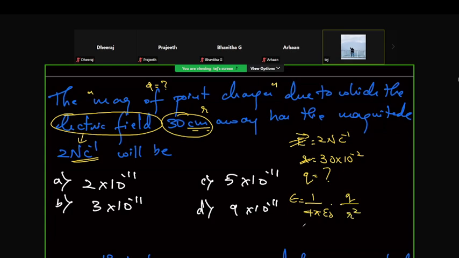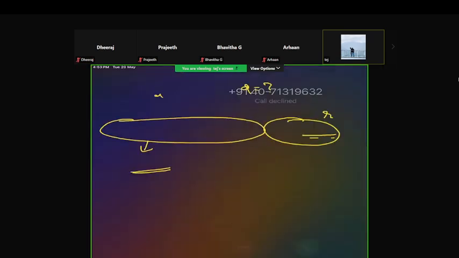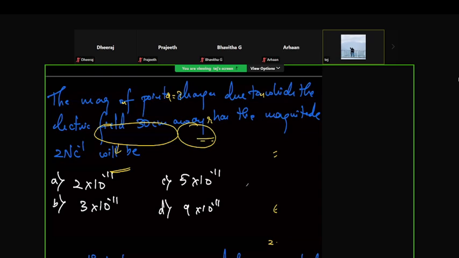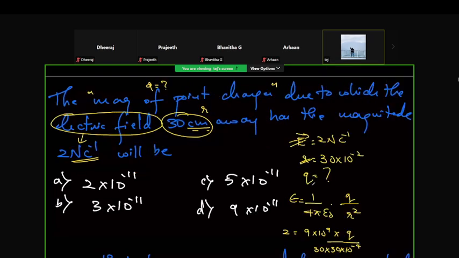Now see how I'll skip. I'll write 2 equals 9 into 10 to the power plus 9 into Q, divided by 30 square. 30 into 30 you write into 10 to the power minus 4. Directly I do it, so don't sit and do 30 square and waste time there. I hope you guys understand it. Next, see what all can get cancelled. 10 to the power minus 4. Q is here, that's important.